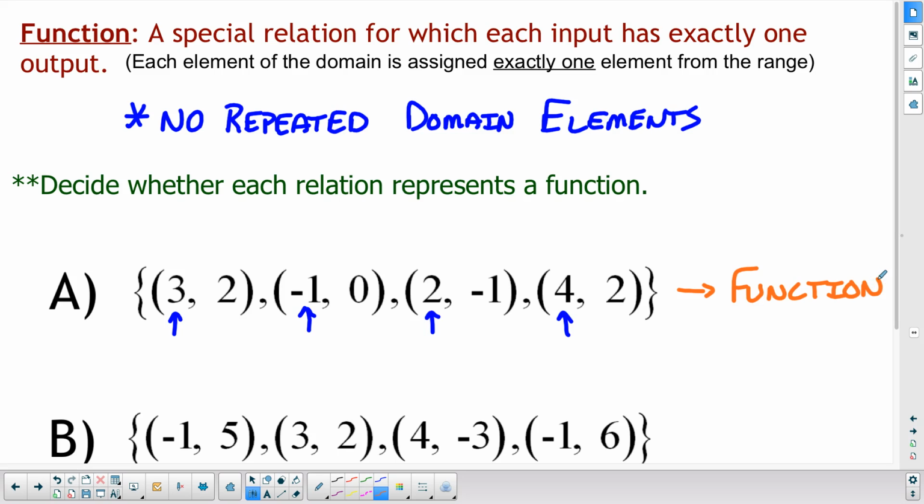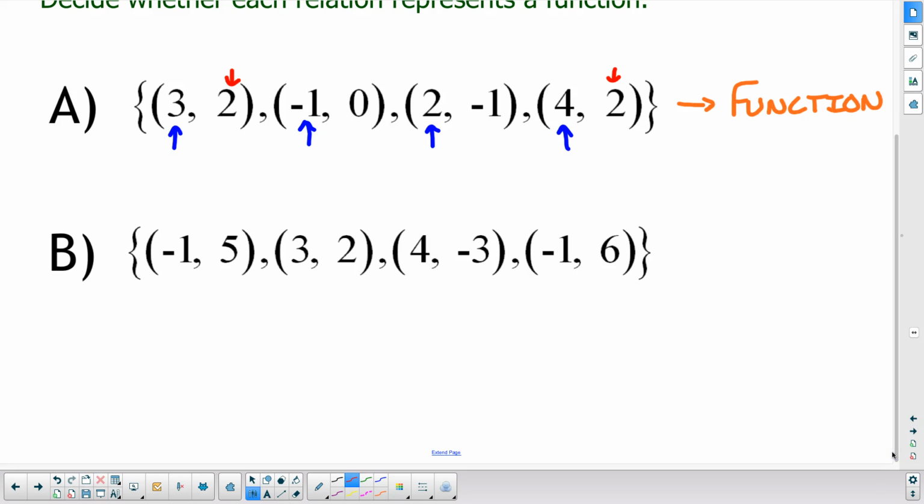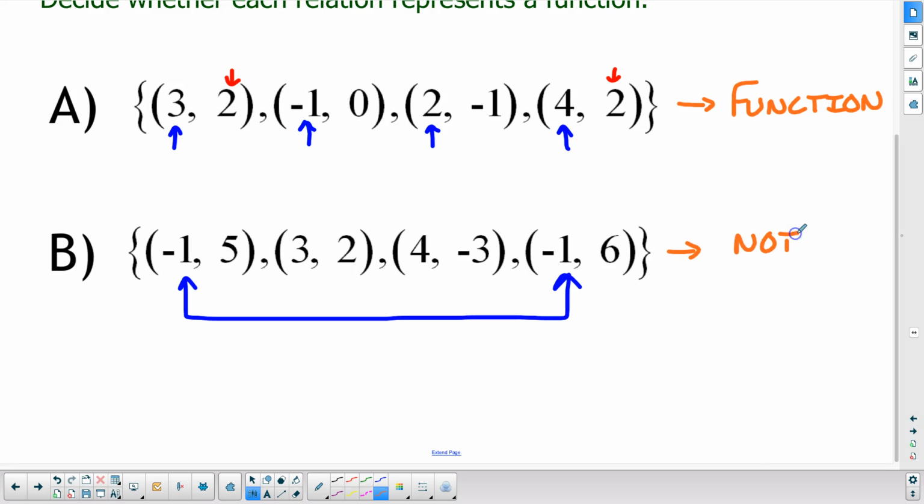I can have repeats in the range. It's okay to have repeats in the range because those are y values. I just can't have repeats of the x values. So here in letter B, oh, we got a repeated -1, right? So this is not a function.